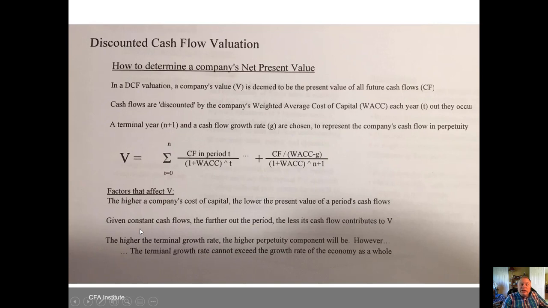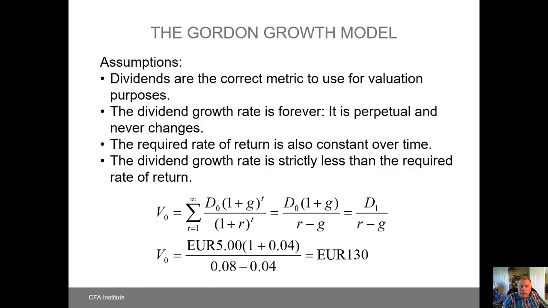Given constant cash flows, the further out in the period you go, the less the cash flow value contributes to the value of the company. Now, we said we have to make an assumption as to how much the company is going to grow into perpetuity. Well, the higher the terminal growth rate, how long you expect that to grow, the higher that component will be. But it cannot exceed the growth rate of the economy as a whole. Okay.